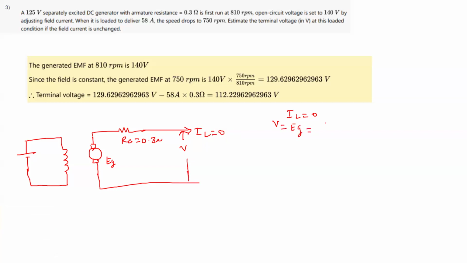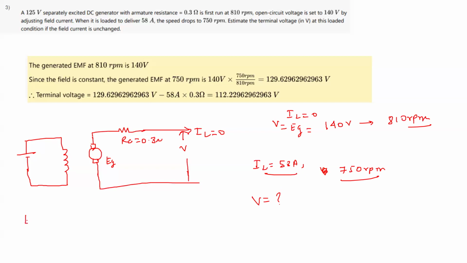So they are saying that initially it is set so that it becomes 140 volt at 810 RPM. Now it is said that when the load current is 58 ampere, in that situation the speed drops to 750 RPM. They are telling you to find what is V in the second case. So let us first find this.